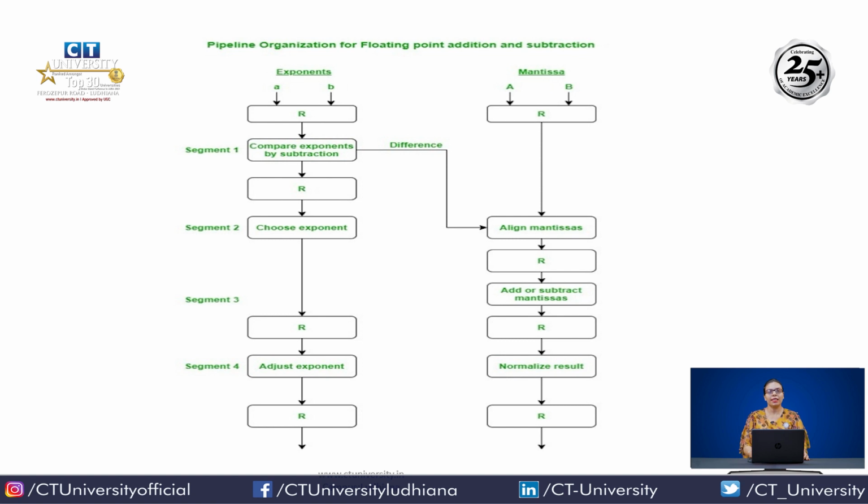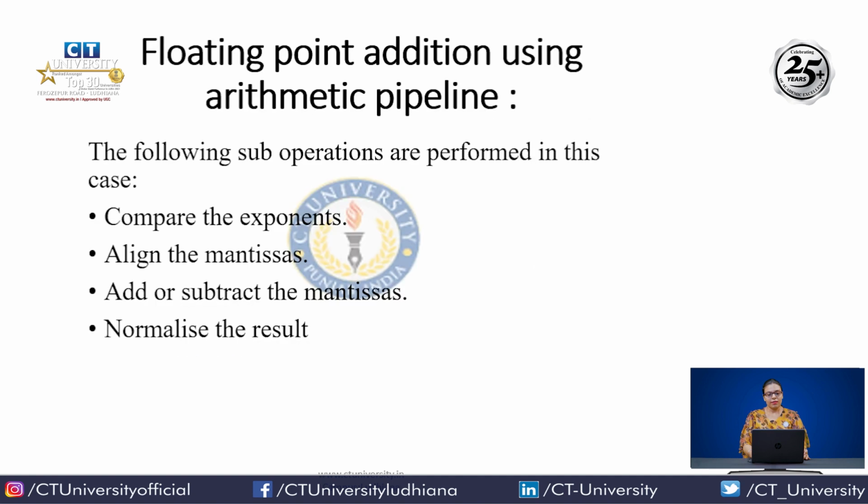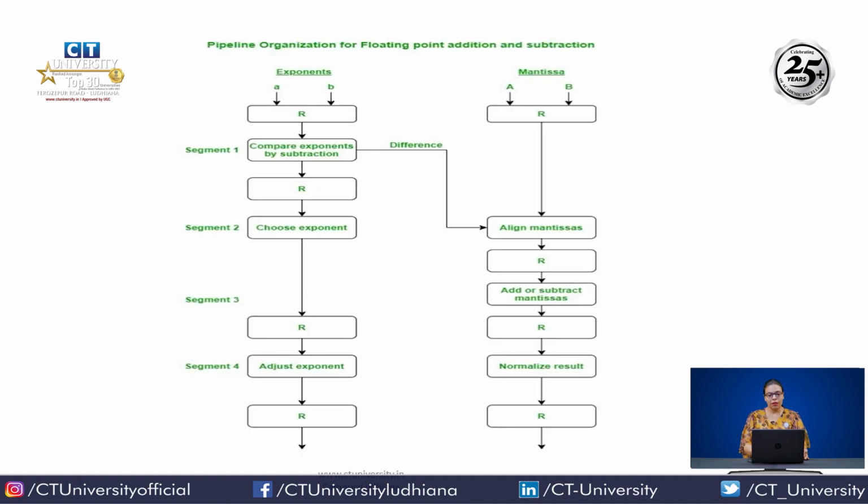Firstly, we have to compare the exponents. Suppose the example which I already told, 4.3 into 10 raised to power 3, and another one is 0.32 into 10 raised to power 2. So we have to compare the exponents, that is 3 and 2. They differ, so we make 2 as 3. And then the second step is to align the mantissas.